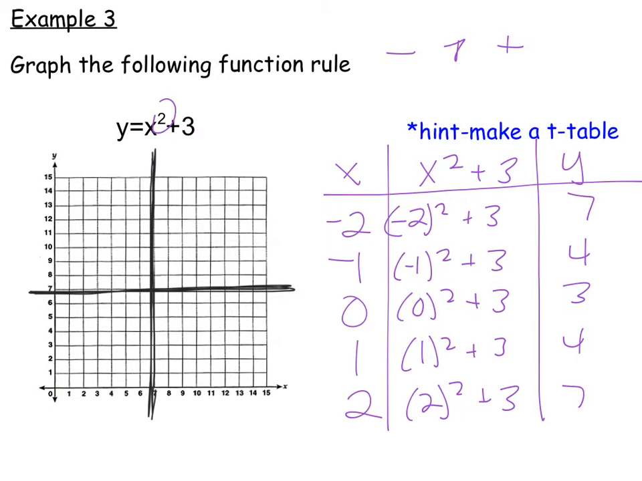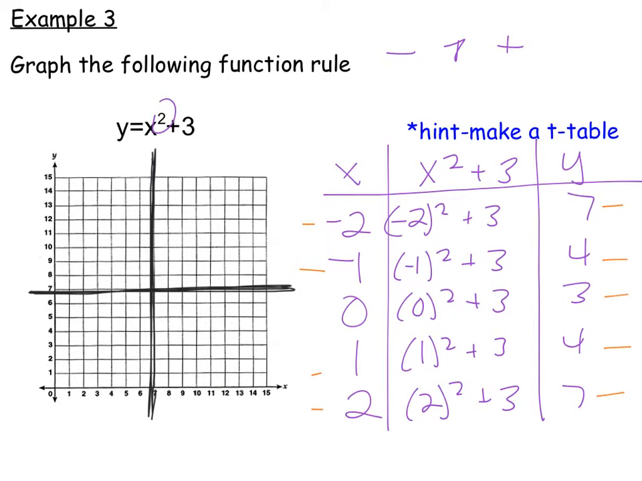And notice that when I found the points for my table, look at what happened with my y's: 7, 7, 4, 4, and a 3 in the middle. So negative inputs should have the same outputs.